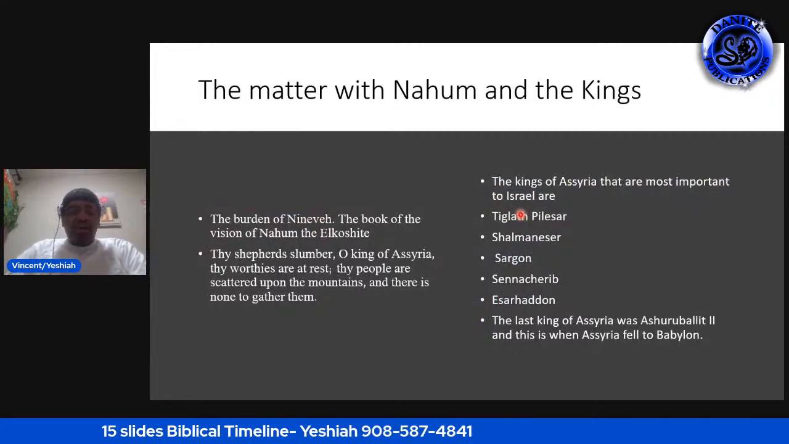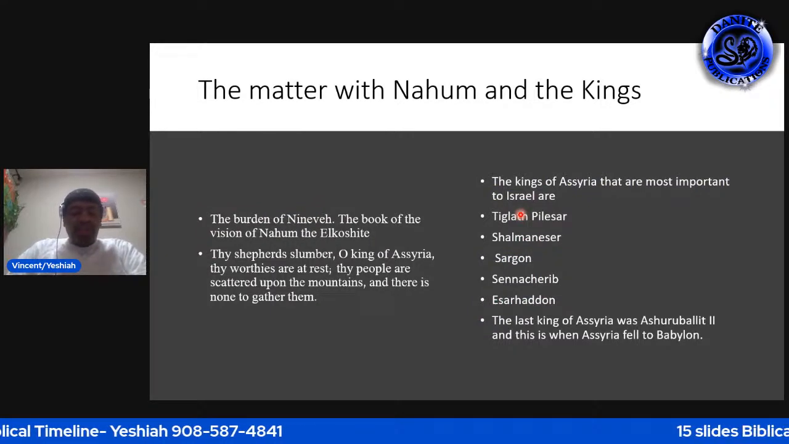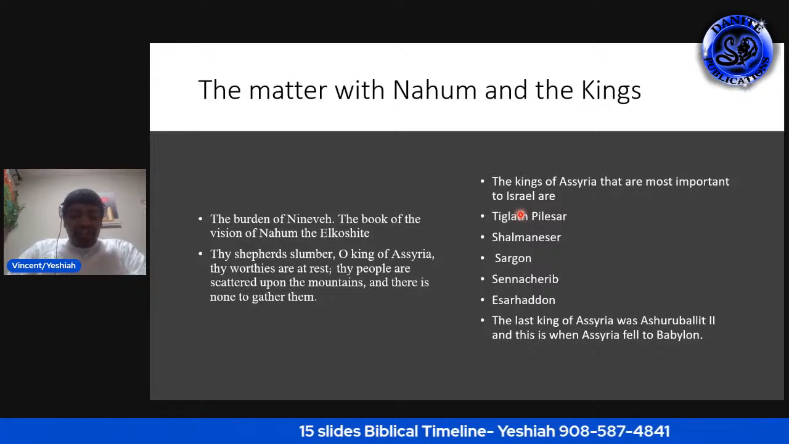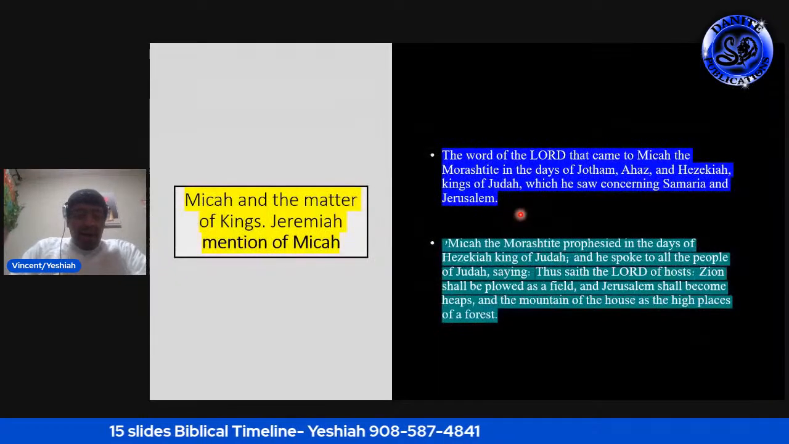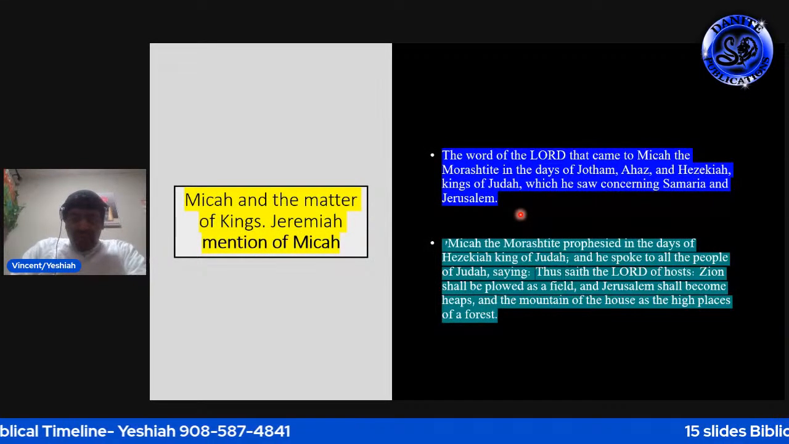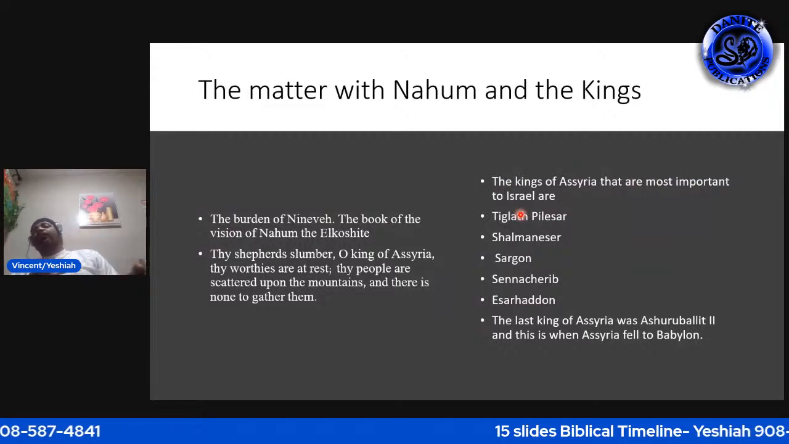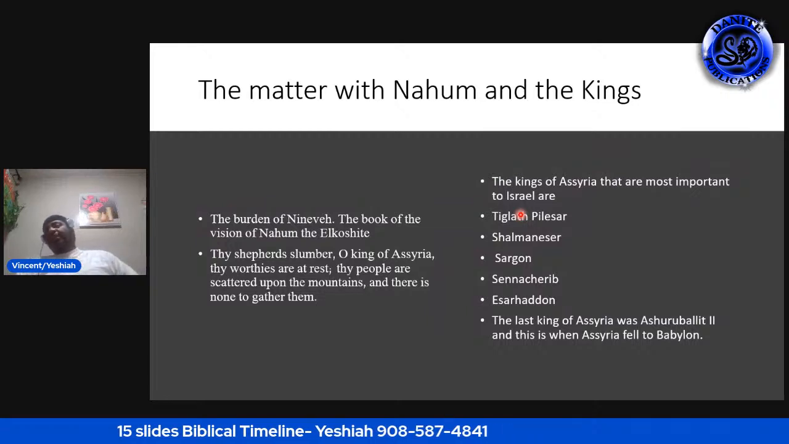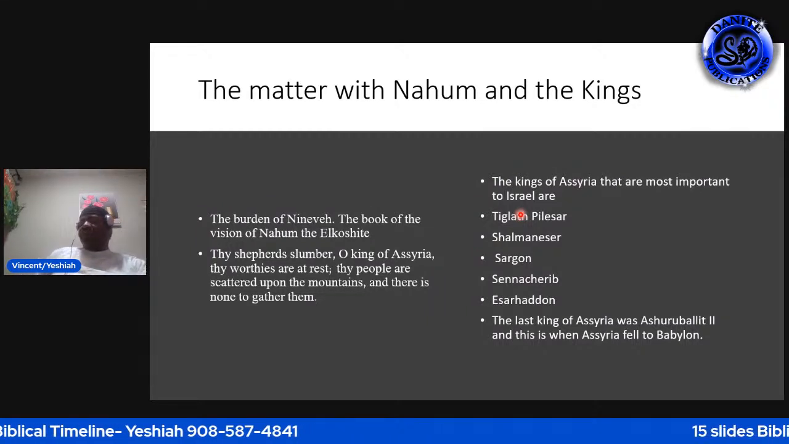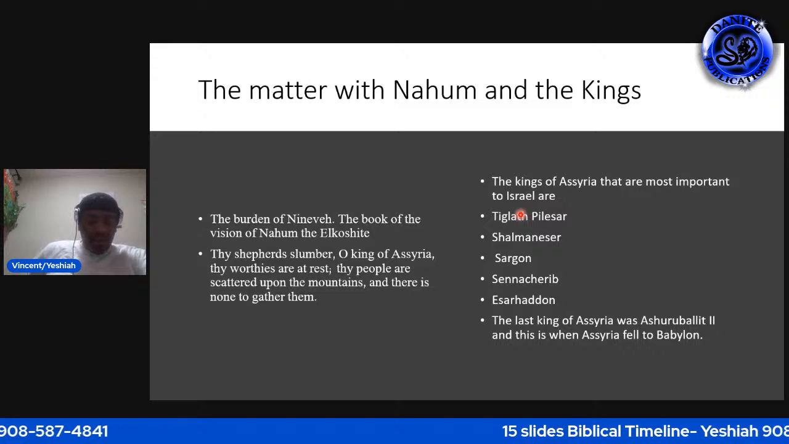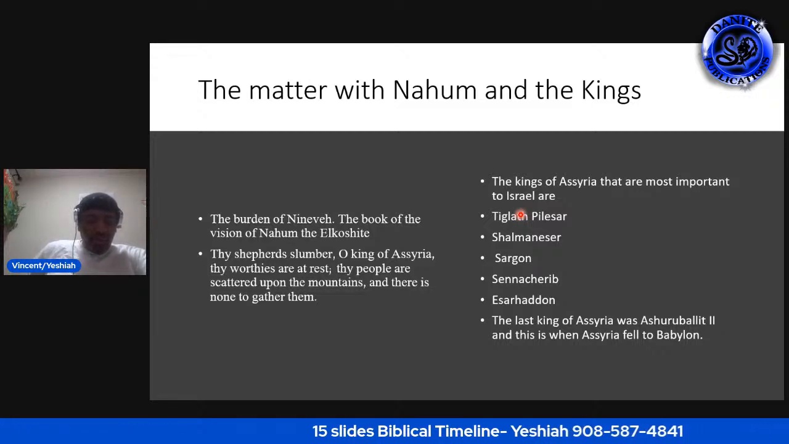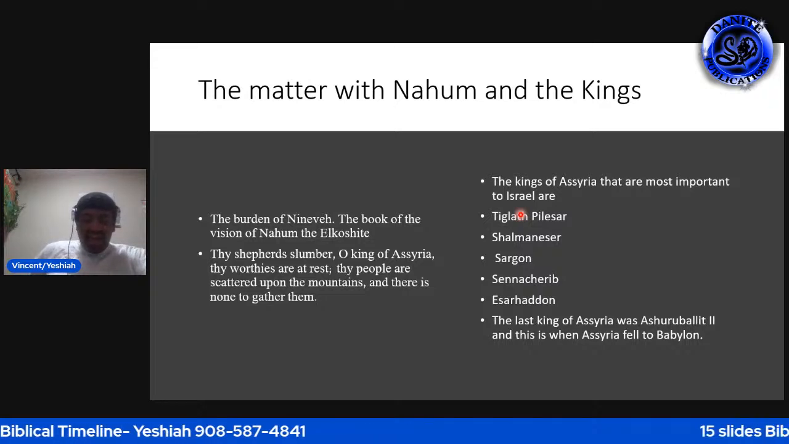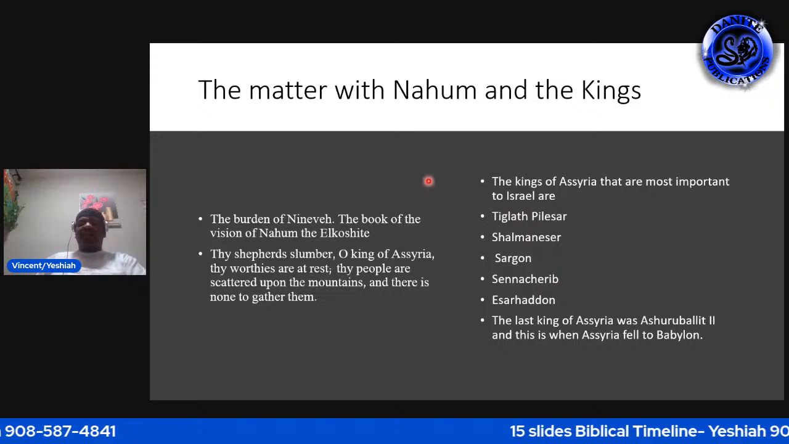And it goes here. The matter with Nahum and the kings. The burden of Nineveh, which is the capital of Assyria. The book of the vision of Nahum, the Elkoshite. Now, when you read, brothers and sisters, about Micah, the Morashite, and Nahum, the Elkoshite, these are people named after their lands, like people say Brooklynite. All right. Micah was an Israelite, Nahum was an Israelite. We just want to point that out. It says, thy shepherds slumber, O king of Assyria. Thy worthies are at rest. Thy people are scattered upon the mountains, and there is none to gather them. This is talking about the fall of Assyria.